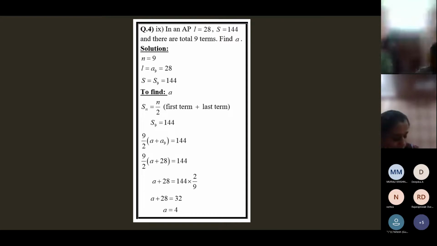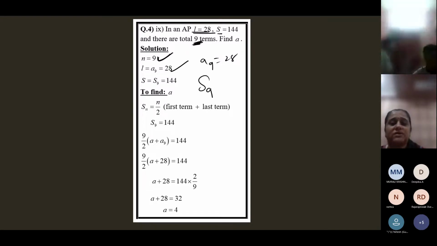Done, children? Yes, ma'am. So N is 9, total of 9 terms. Last term is 28. 9 terms are there, so which will be the last term? A9. So A9 is equal to 28. Sum is 144, but sum to how many terms? Since there are 9 terms here, we take the sum to 9 terms, which is 144.